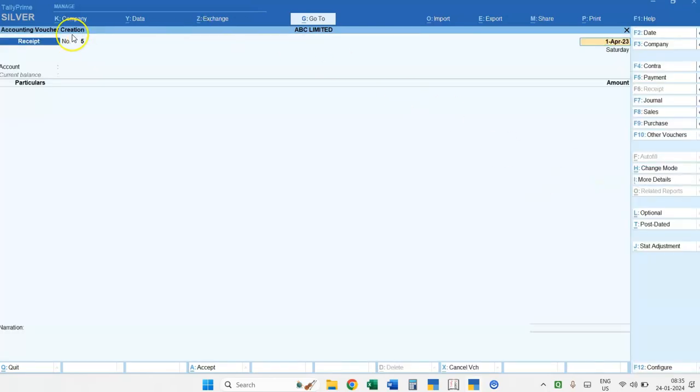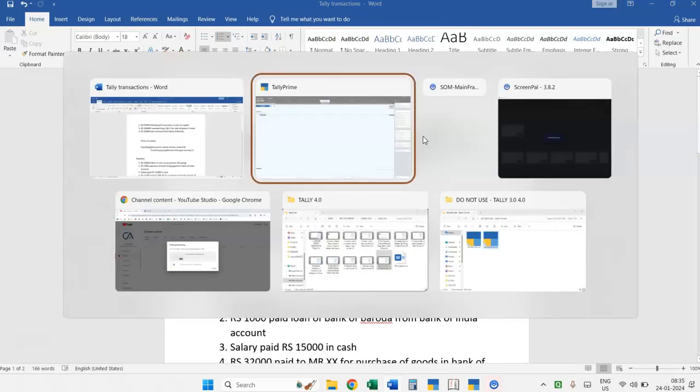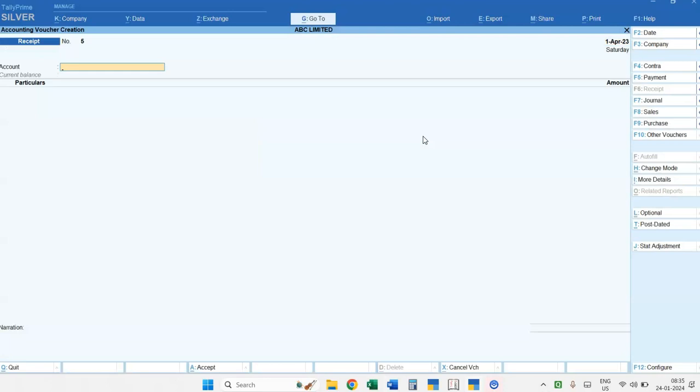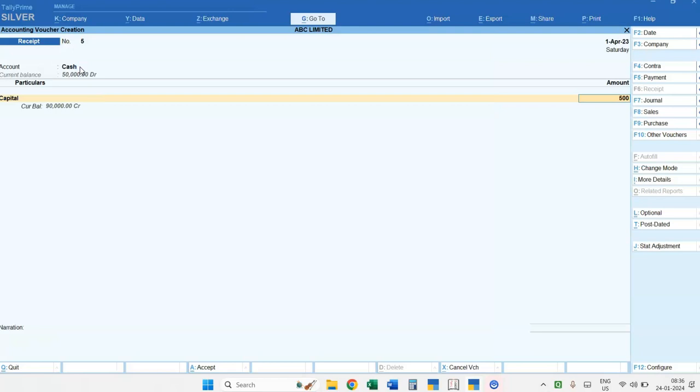As and when you select the single entry mode, the display will change. Now suppose I make the entry for my transaction. Suppose this is the transaction: rupees 50,000 introduced in business in cash as capital. So what will be the entry? Cash account debit to capital account. Here I will write down the date, and here the account in which money is coming in. By default the account will be cash or bank. So I write down cash here, and here I will write down capital, 50,000.